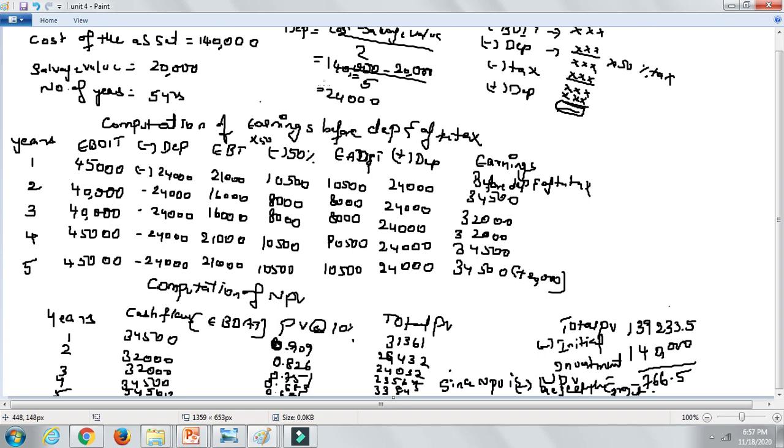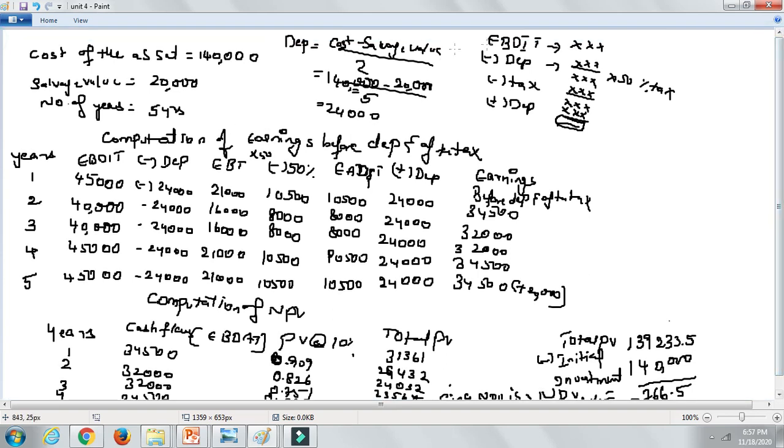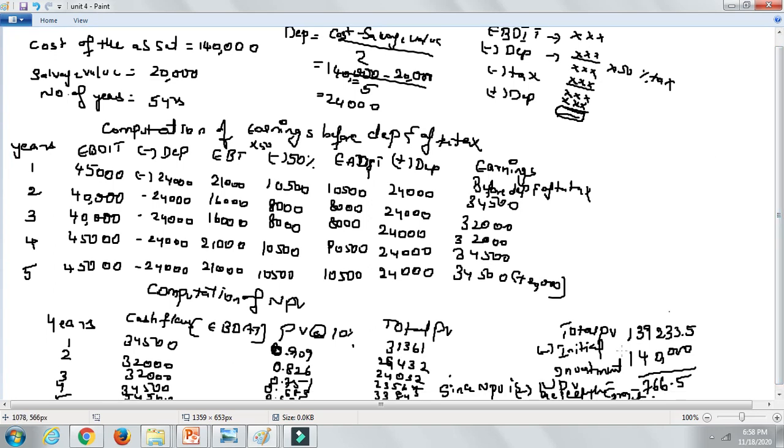First you need to deduct the depreciation. How it is calculated is like this: cost minus salvage value divided by 5. 1,40,000 minus 20,000 divided by 5, it came to 24,000. Then you subtract them, so it will be EBT. Then on this amount you need to deduct the 50% tax. So earning after depreciation and taxes is nothing but 10,5. If you add depreciation back, earning before depreciation and after tax, which is what we require: 34,500, 32,000, 32,000, 34,500 and all. The last year you need to add the salvage value also.